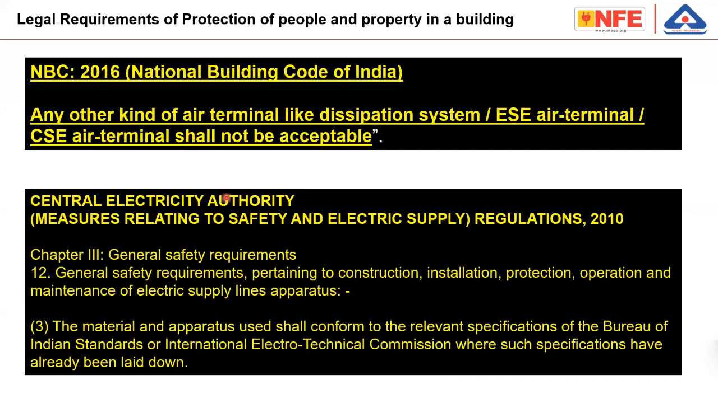Now, if you look at the Electricity Act and the Central Electricity Authority measures relating to supply, the National Electrical Safety Regulation 2010, Chapter 3, talks about the general safety requirement. Regulation number 12, general safety requirement pertaining to construction, installation, protection, operation, and maintenance of electric supply lines and apparatus, sub-regulation number 3 says the material and apparatus used shall conform to the relevant specification of the Bureau of Indian Standards or International Electrotechnical Commission where such specifications have already been laid down. So the regulation is very clear. It says whatever materials you use in a building for making an electrically safe building, all the devices must be as per the IS standards.